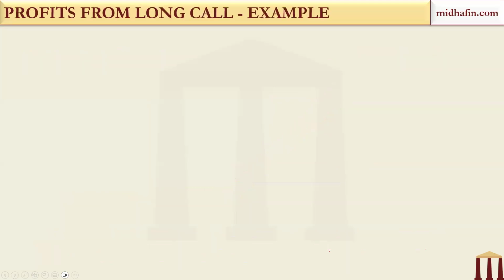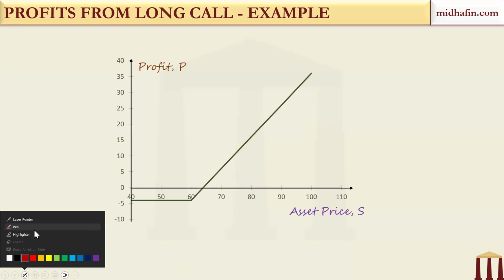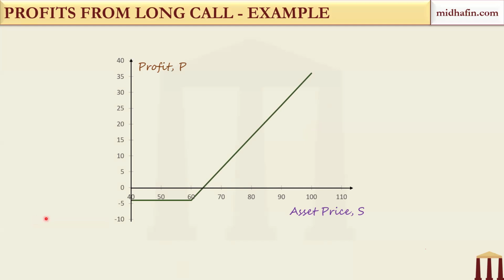Now, let's take an example for profits from a long call. We'll just draw the profit curve now. This is the asset price. And let's assume that the premium is $4. So if the premium is $4, can you tell me what is the coordinate of this point, which I'm marking over here?